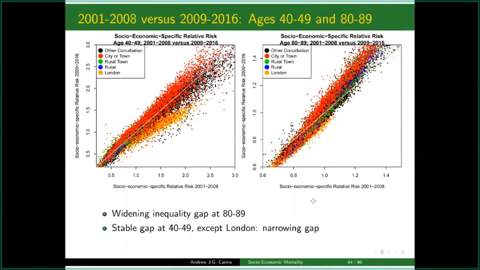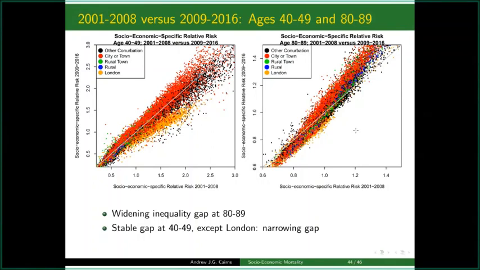We can also look at different age groups. So these are two plots looking at the socioeconomic change between the two periods for 40 to 49 on the left and 80 to 89 on the right. So for 40 to 49, the scatter plot is mainly aligned along the x equals y axis, so not much change between the two time periods. The one thing we do see, however, is that the orange dots, and the orange dots are London, are telling us that between the two 8-year periods, the gap between the most deprived and the least deprived has narrowed from the early period to the later period. And so that's something that needs to be investigated further in terms of what the reasons for that are.